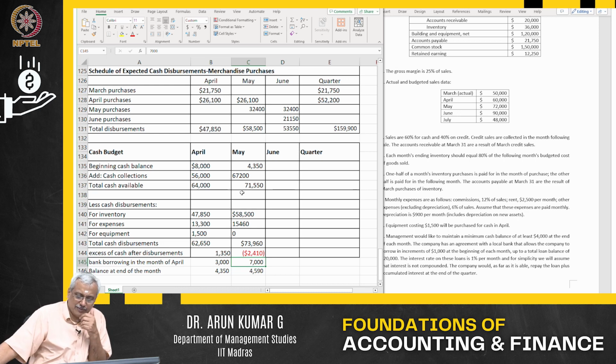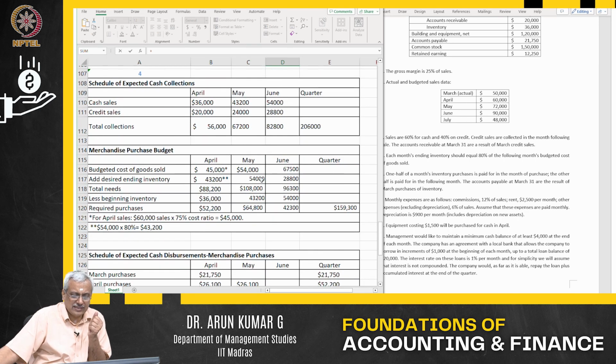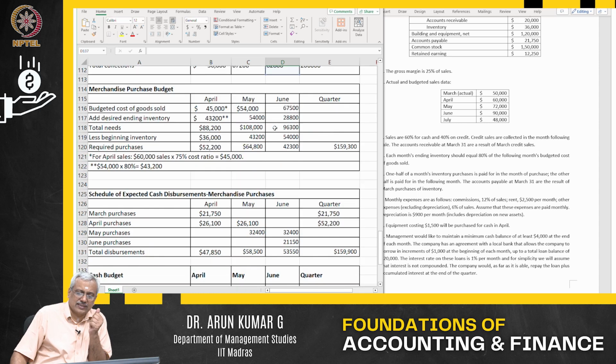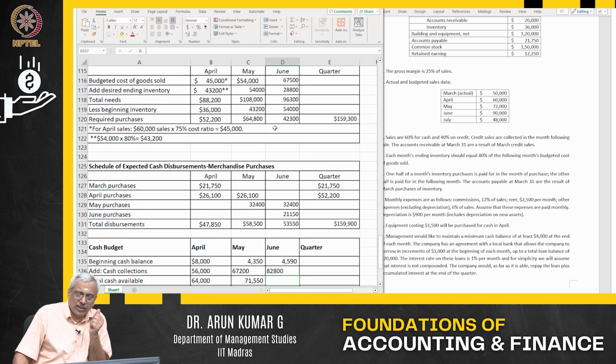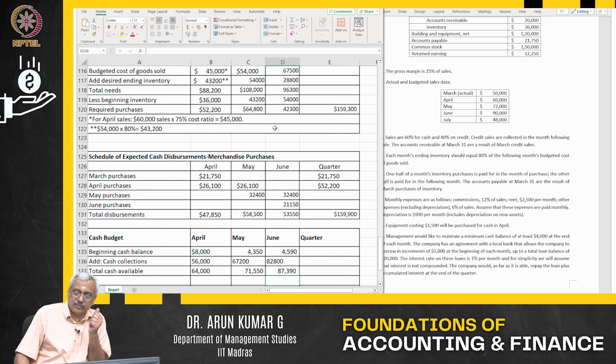Now, I go on. What is the cash balance in the month of June? Beginning cash balance, the ending cash balance of May, is the beginning cash balance of June. What are the cash collections in June? This is the cash collections in June. What is the total cash available? The total cash available is this.